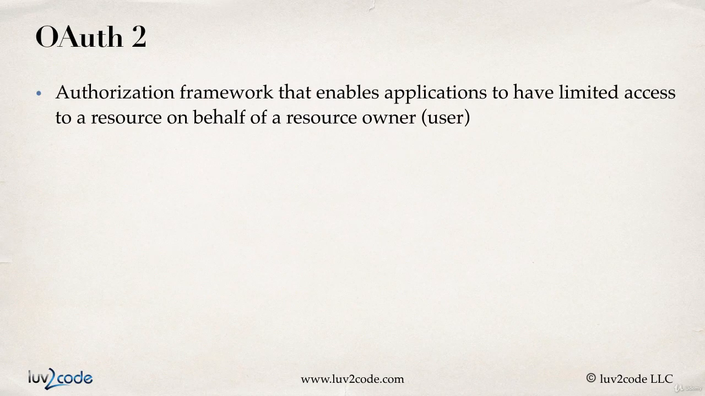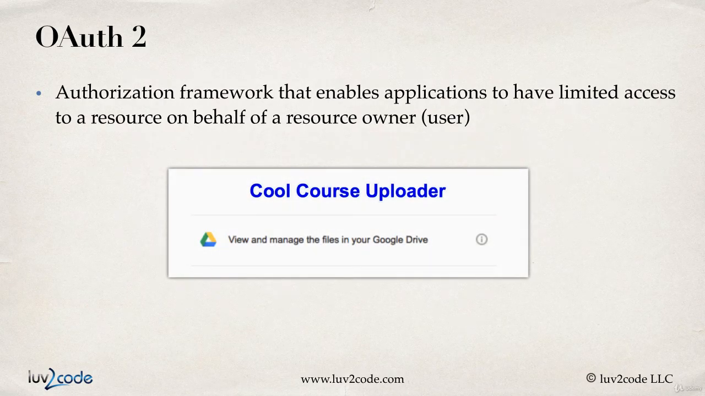So OAuth 2 is an authorization framework that enables applications to have limited access to a resource on behalf of a resource owner, the user. For example, you may have had scenarios where you wanted to share images from your Google Drive to another application, and you may have used some of the links within the application. The browser will prompt you, says, hey, this given app, in this example here, Cool Course Uploader, wants to view and manage files in your Google Drive, and you can give yes or no if you want to allow them to have permissions to do that. So behind the scenes, OAuth 2 is being used to provide this type of functionality.